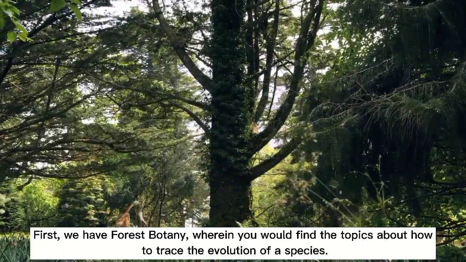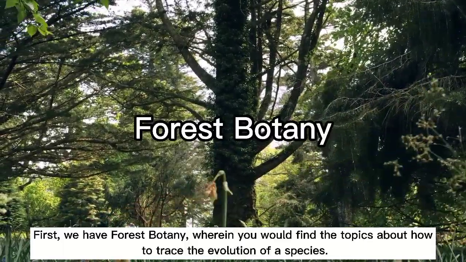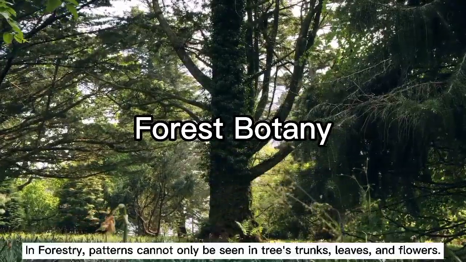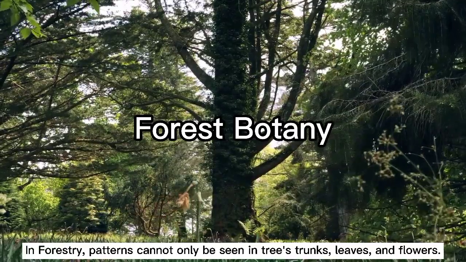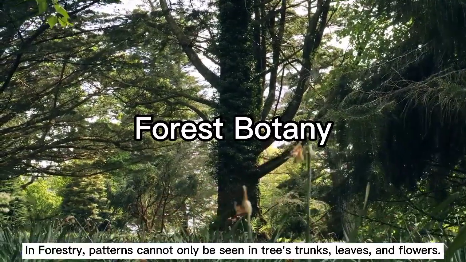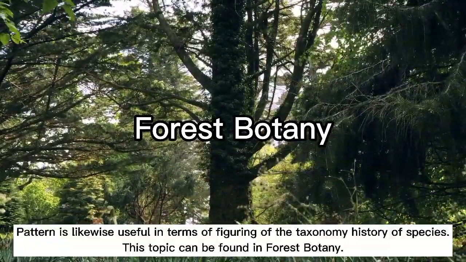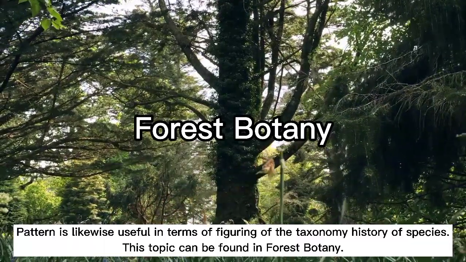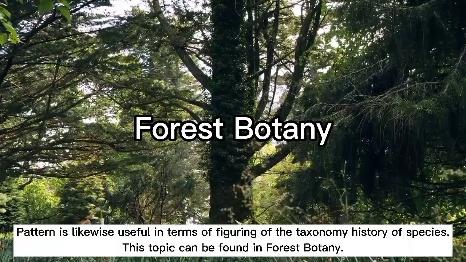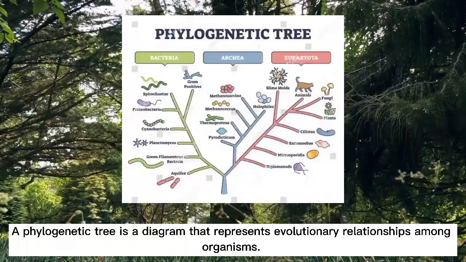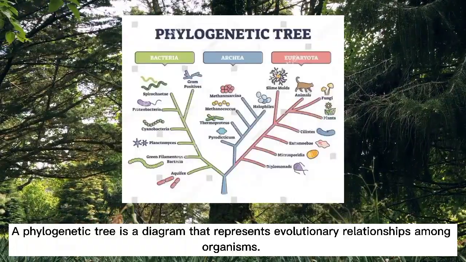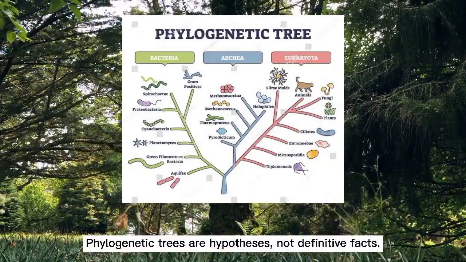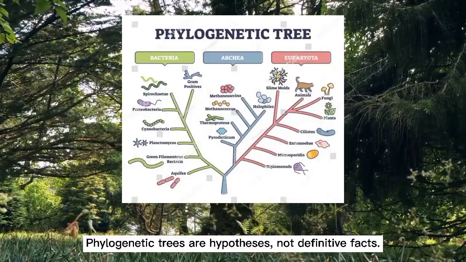First, we have forest botany, wherein you would find the topics about how to trace the evolution of a species. In forestry, patterns cannot only be seen in trees' trunks, leaves, and flowers. Pattern is likewise useful in terms of figuring out the taxonomy history of species. This topic can be found in forest botany. A phylogenetic tree is a diagram that represents evolutionary relationships among organisms. Phylogenetic trees are hypotheses, not definitive facts.